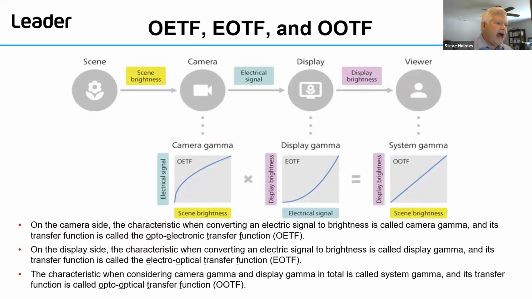So what we have on the camera side is what they call an optoelectric transfer function, or OETF, which is the gamma curve applied in the camera. We have the inverse of that gamma curve, the EOTF, which is the electro-optical transfer function in the display, which gives us that linear response. So what's in the scene is exactly what the viewer ends up seeing.